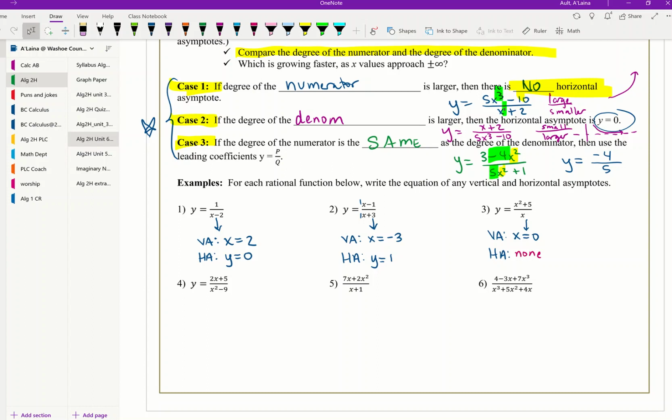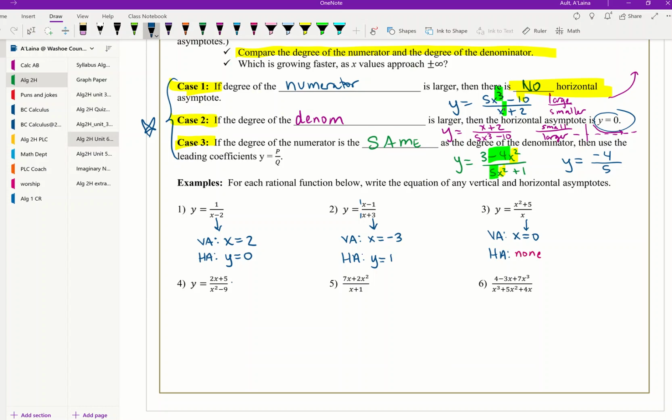Number 4. Now, on 1, 2, and 3, everything was fully factored. Numbers 4, 5, and 6, these are not factored. And you really do need to factor them first before you try to identify your horizontal and vertical asymptotes. So that's what I'm going to do.